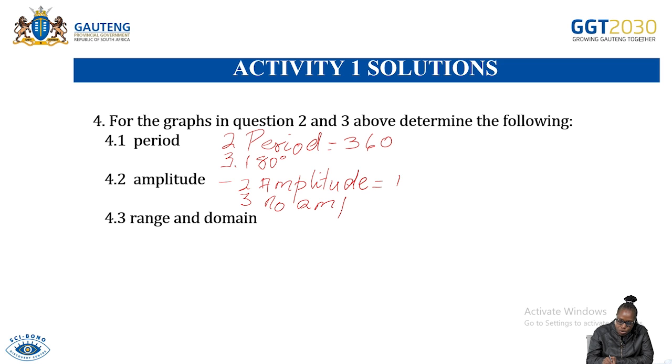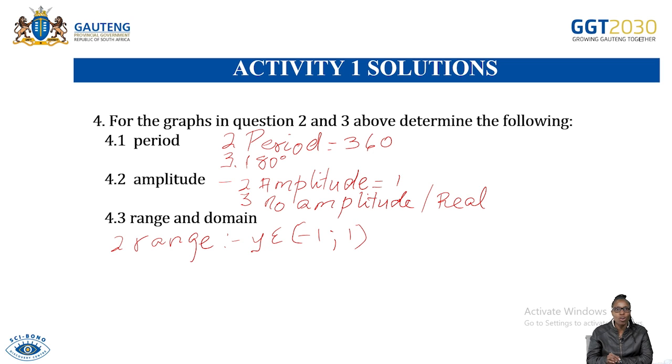We can't say there is an amplitude there because the graph is moving, touching all the real numbers, positive infinity till negative infinity. When I'm looking at the domain, or let me start with the range of number two, number two is covering y as an element of negative 1 till 1. That is my cos graph. It moves from negative 1 till 1.